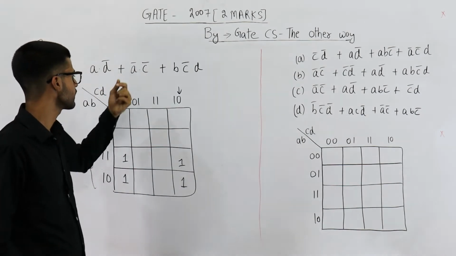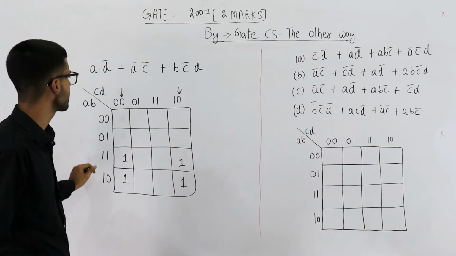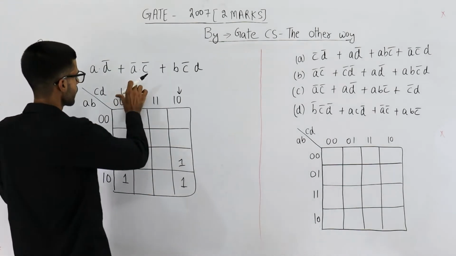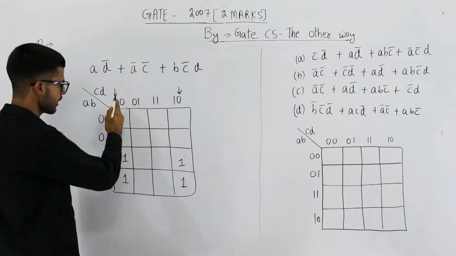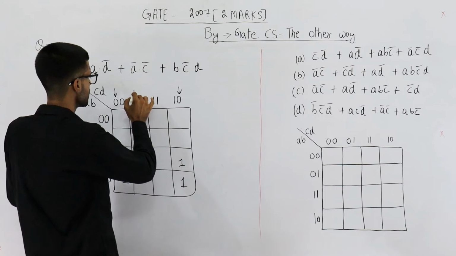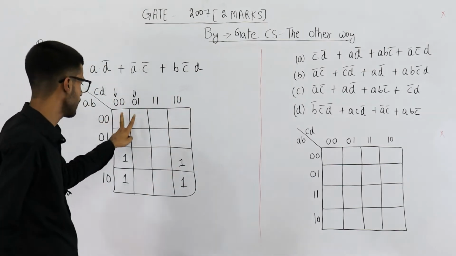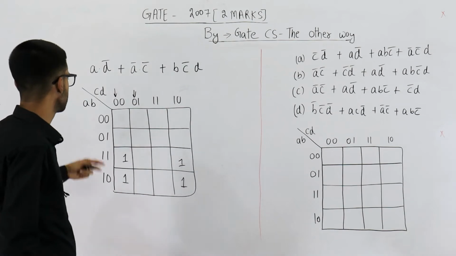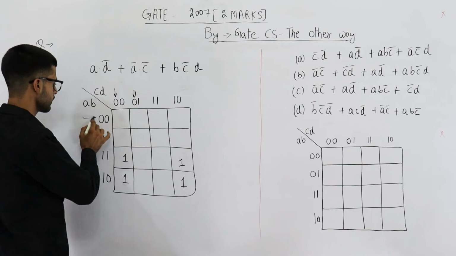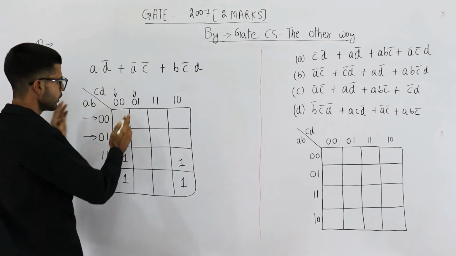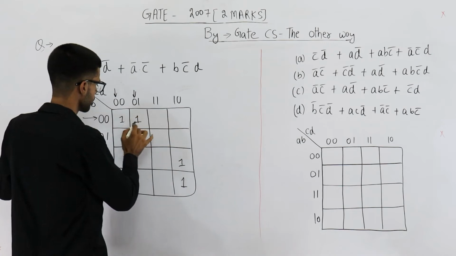Let's move on to the second term, which is A bar, C bar. So A must be 0 as well as C must be 0. C is 0 in this entire column as well as this entire column. So these 8 cells are the cells where C is 0. Now let's see where all A is 0. It is this row as well as this row. So this and this, the common part is this one.